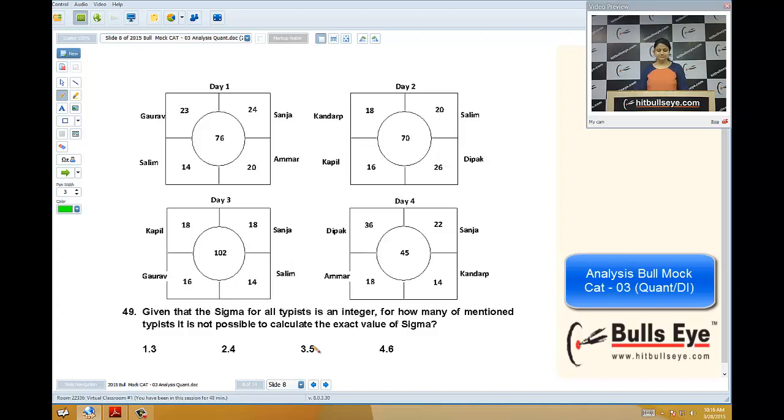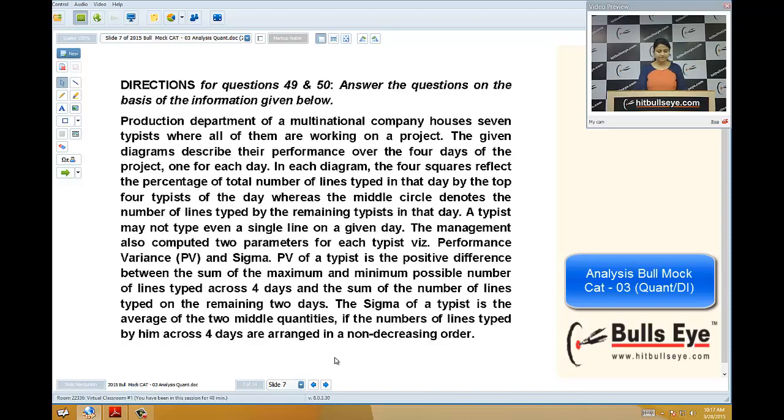49. Given that the sigma for all typists is an integer, for how many of the mentioned typists is it not possible to calculate the exact value of sigma? What was sigma's definition? The sigma of a typist is the average of the 2 middle quantities of the number of lines typed by him. See, what is sigma? Sigma is the average of the 2 middle quantities.